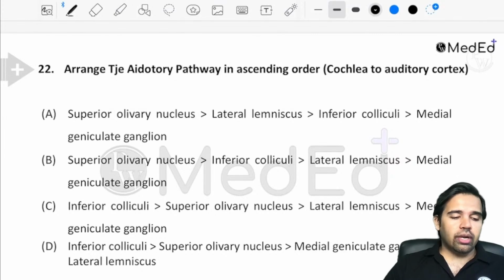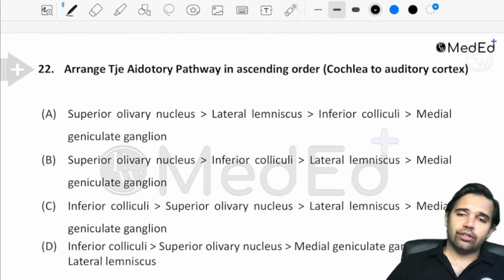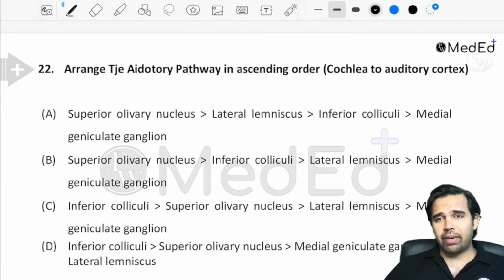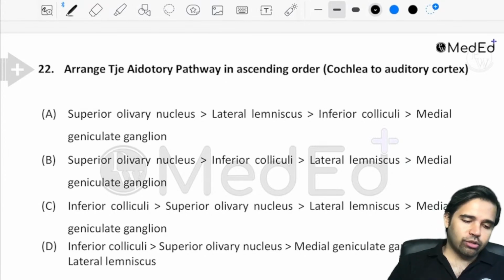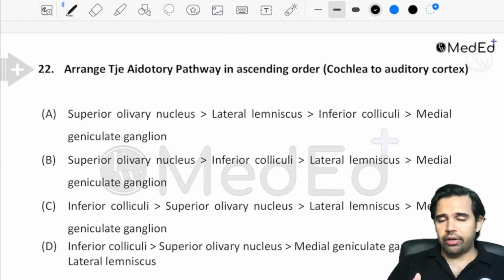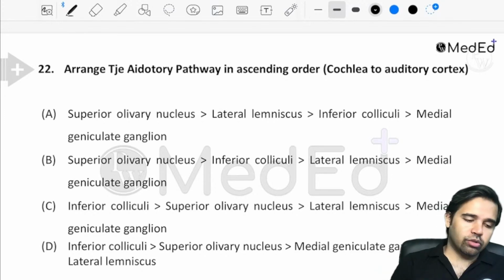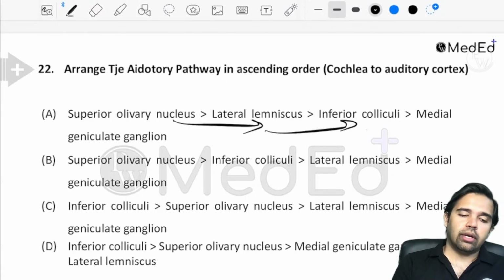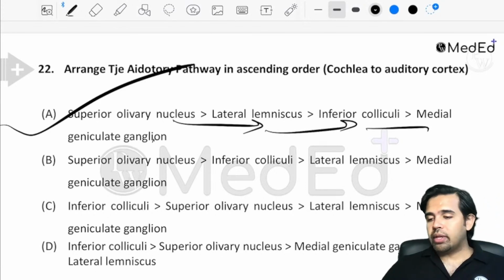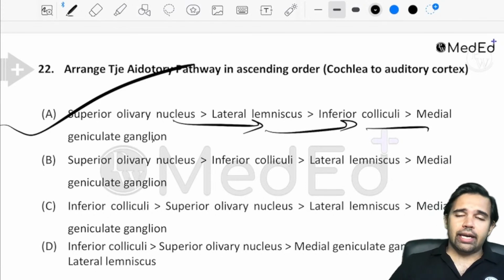Arrange the auditory pathway in ascending order. Again, this question keeps coming back; almost every year there is some question on the auditory pathway. Since we have done this twice, it is very straightforward. They are not giving the cochlear nucleus or spiral ganglion, so the starting point will be the superior olivary nucleus in the pons, so it has to be either A or B. After the superior olivary nucleus comes the lateral lemniscus, then the inferior colliculus, and then the geniculate ganglion. So in a very straightforward way that makes it option A, right?